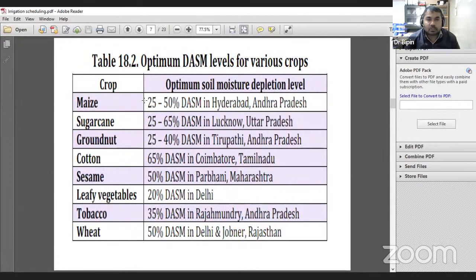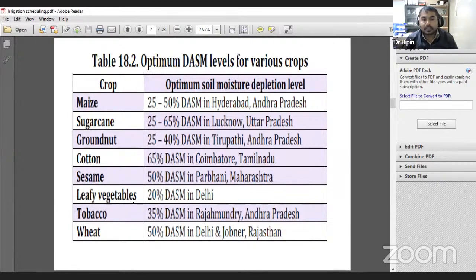So here are some of the crops and how much you can deplete, as given through experiments at different locations. Maize, you can go for 25 to 50% depletion of available soil moisture. Sugarcane again, 25 to 65%. Groundnut, 25 to 40%. Cotton, you can go up to 65%. Sesame, 50%. Leafy vegetables are very sensitive. You cannot go more than 20%.